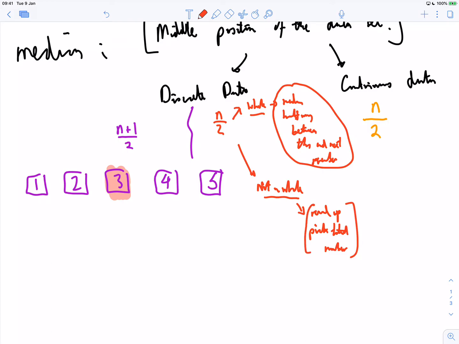But in this example, let's just see how that plays out. If my n is 5, 5 over 2 is 2.5. That corresponds to it not being a whole number, because 2.5 is not a whole number. So I would round 2.5 up to 3. So I'd pick the third position, 1, 2, 3. And in this case, it will pick the median as well. Now, it's up to you. The Edexcel textbook does this as well for quartiles and percentiles.